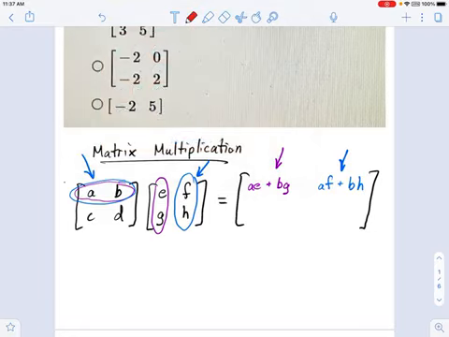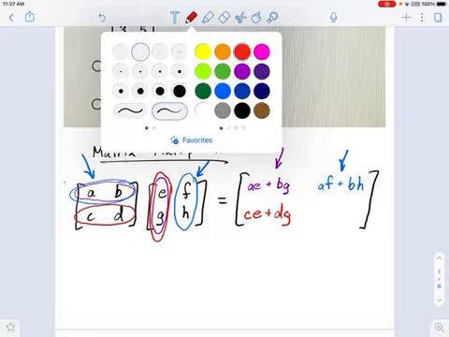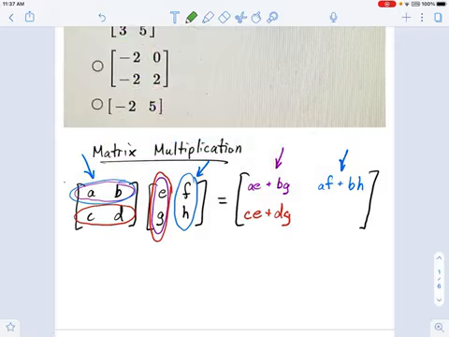Just so you can see this going through again, I'm going to take now the red row, CD, and multiply it by the purple column, EG. So I get CE plus DG. And we'll try it one more time so you see the pattern. I'm going to take this green row, CD, times the blue column, FH. And we get CF and DH. All right, so that's the way this works.